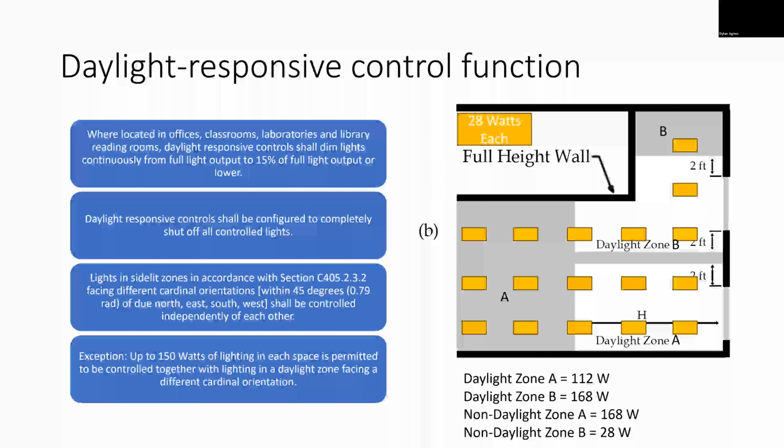And then here are some of the extra requirements for the control functions that we went over. Shall be configured to completely shut off all controlled lights where located in offices, classrooms, laboratories, library, reading rooms. Responsive control shall dim lights continuously from full light output to 50%, 15% of full light output or lower.